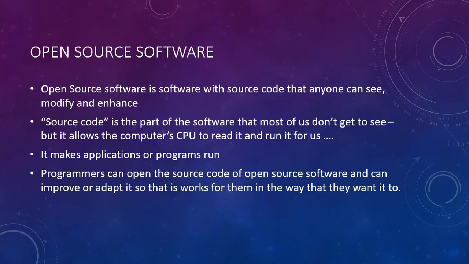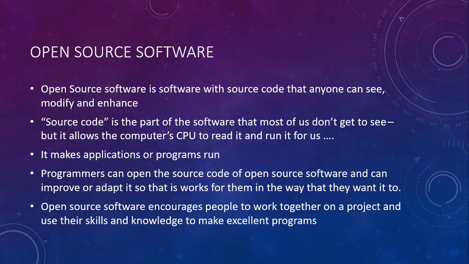Programmers who have a look at open source software can have a look at the source code, and they can actually improve it or adapt it so that it works in the way that they want it to. So they might need to change it slightly so that it works for them a little better. Open source software is a way of encouraging people who have skills in programming, debugging, etc., to all work together on a project and to make a really good program using their skills and their knowledge collectively. And of course, the nice thing about it is that it's completely free of charge.